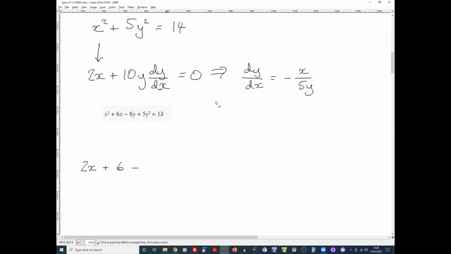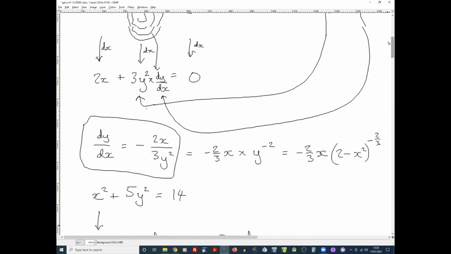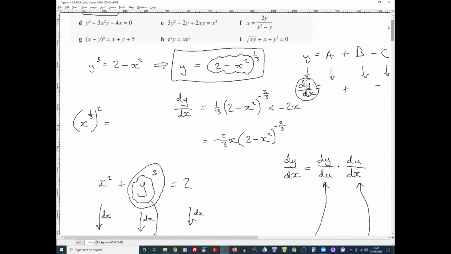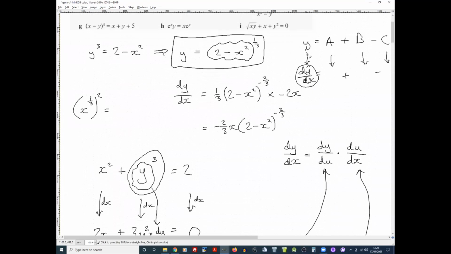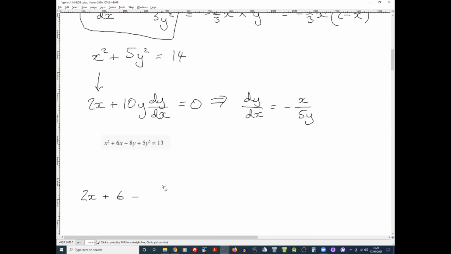Yes, and having done that methodically, then you remember, of course I know that when I'm going from y to dy dx, if I've got 3 of them, I'll have 3 of that one. Okay. And then 10y dy by dx. So minus 8 dy dx, and then plus 10y dy dx, absolutely. Equals 0. Lovely.